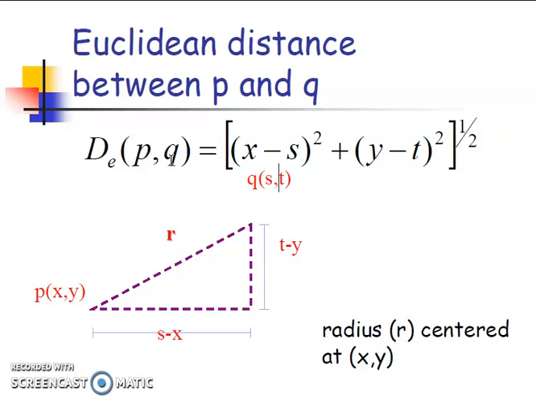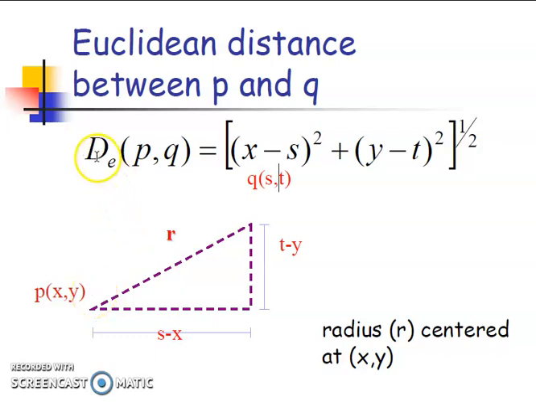For this distance measure, the pixels having a distance less than or equal to some value r from the x,y coordinate are the points contained in the disk of radius r centered at x, y. So from this x,y point, at a distance of radius r or less than r, the pixels that are present are said to have the Euclidean distance from pixel P.